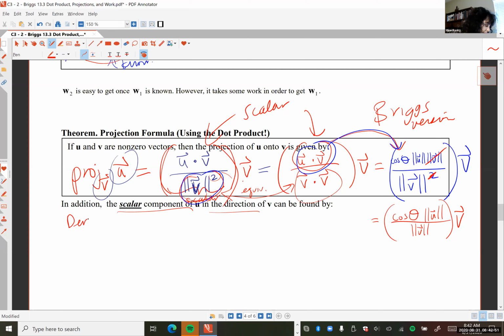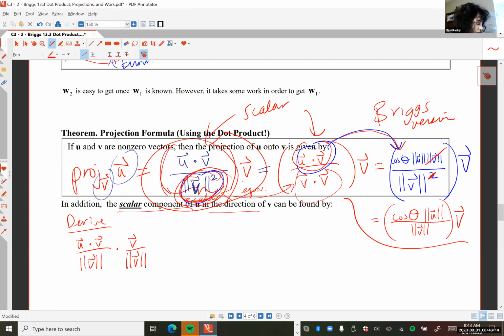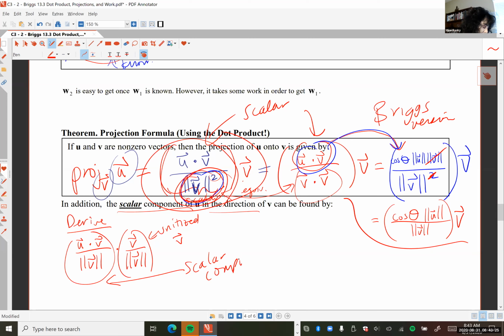So I'm going to derive this formula before I just hand it to you. What do I mean? Let's take my version of the projected vector of u onto v and rewrite it a little bit. I'm going to take one of these factors of the magnitude of v and put it under the denominator, and the other factor of the magnitude of v will go here. And this is the unitized version of v. And so this right here is the scalar component. That's how you get it.